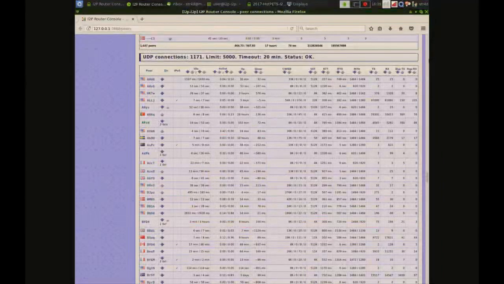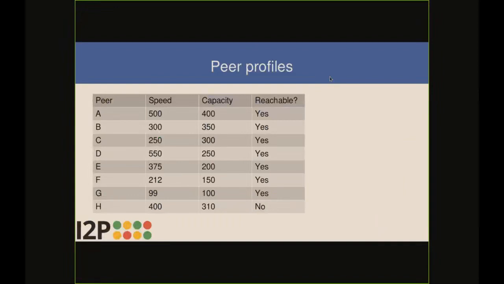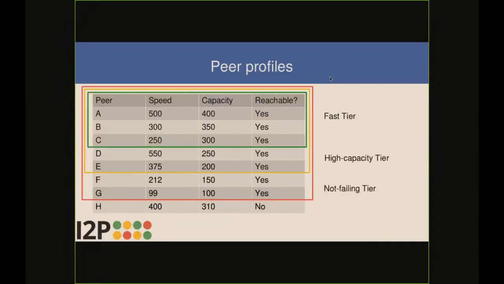This is a snapshot of the peer profiles on one of my routers at the moment. We collect a bunch of metrics about these, and it would be really nice to know if any of this other information could be useful to give us a leg up in terms of how we select our routers for tunnel building.